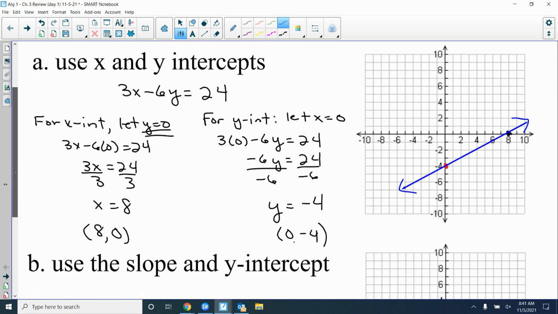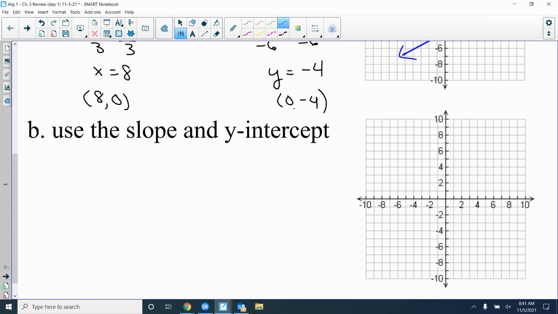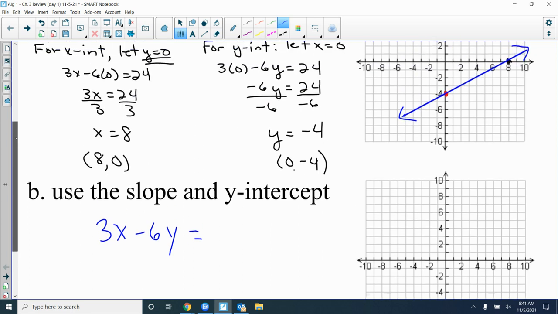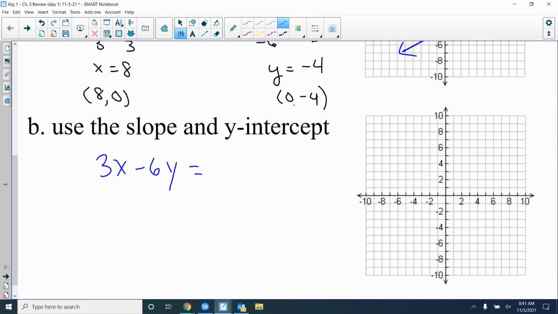Now, let's see, 3x minus 6y equals what? 24. Okay, now we want to solve for y. We want to put it in slope intercept form. How do I solve this for y? What's my first step? Take this 3x and do what? Take it over where? From both sides, right? This cancels. What kind of 6y is that?